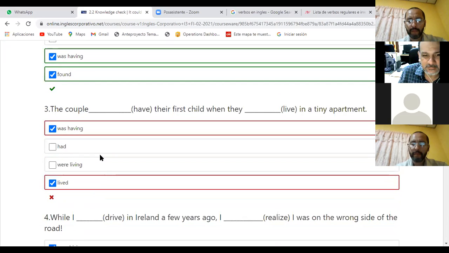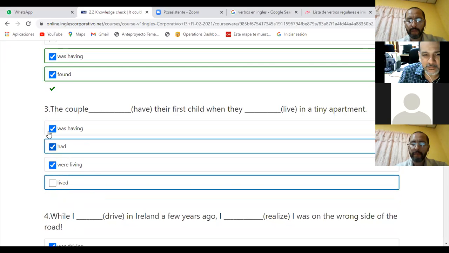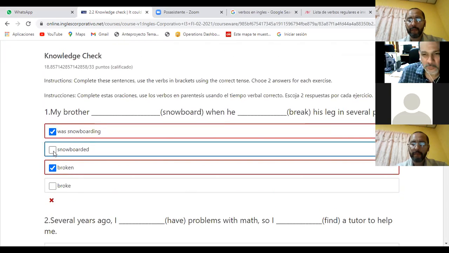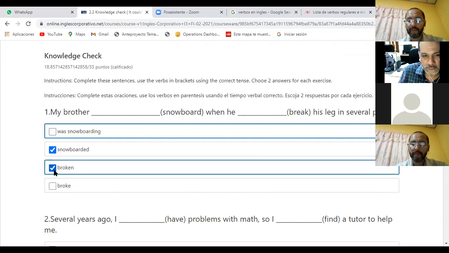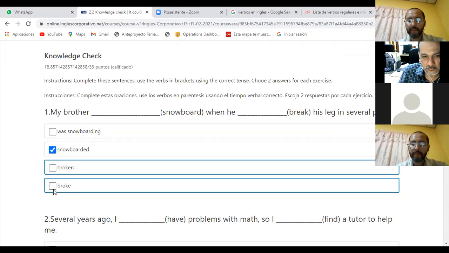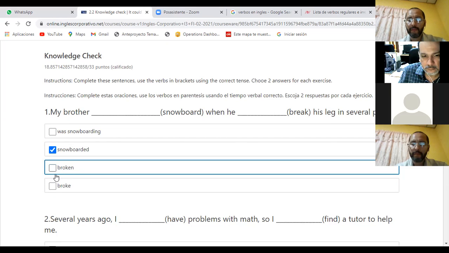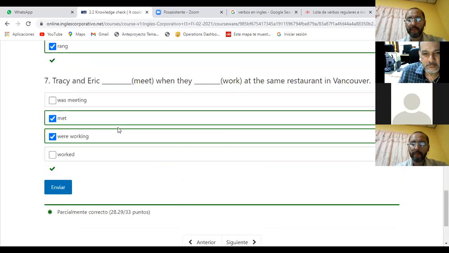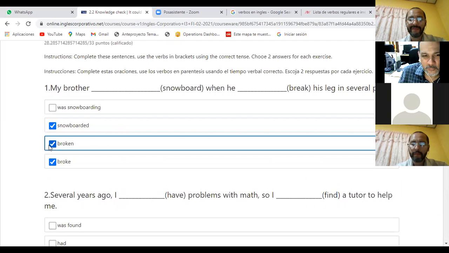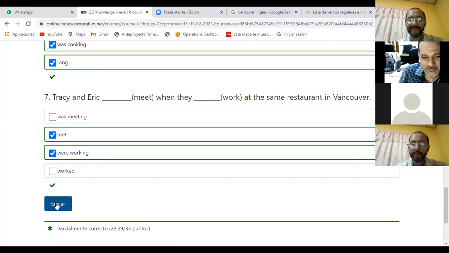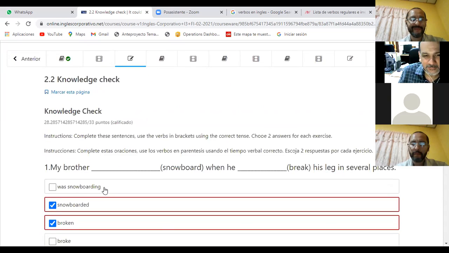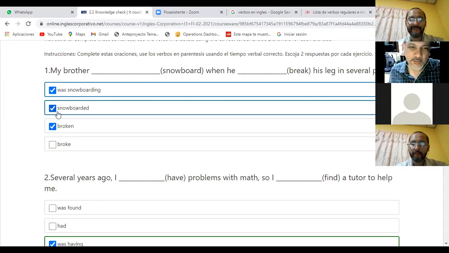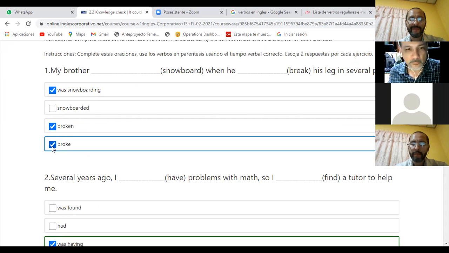Okay, vamos en el. ¿Cuál tenemos mal? ¿Es la 1? La 1 está mal. Entonces sería number, y broken en la segunda. No, broke. Check again. Oh, no. Broken. Ah, come on. Entonces sería boarding y broken en el último. Broken.